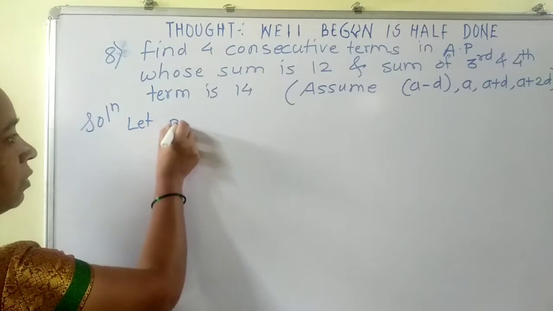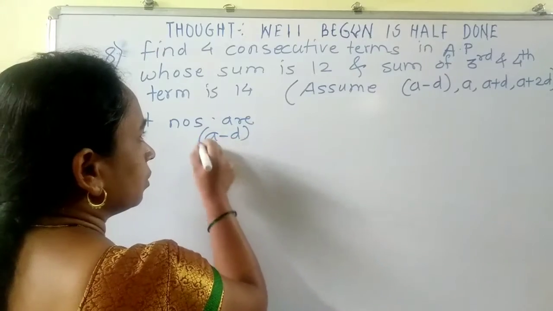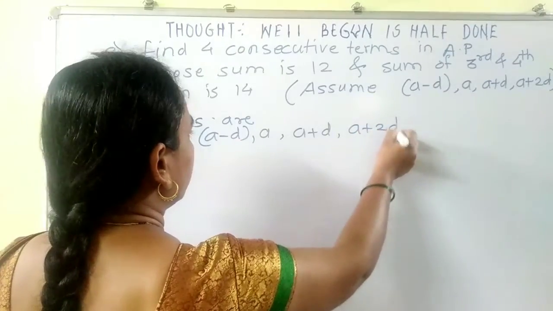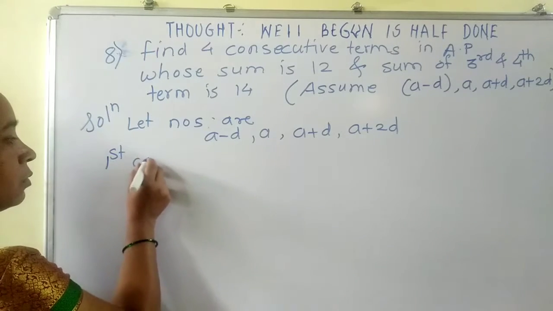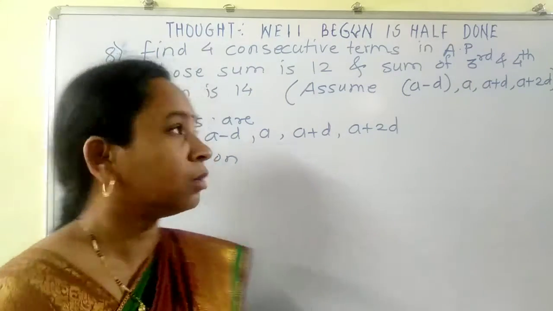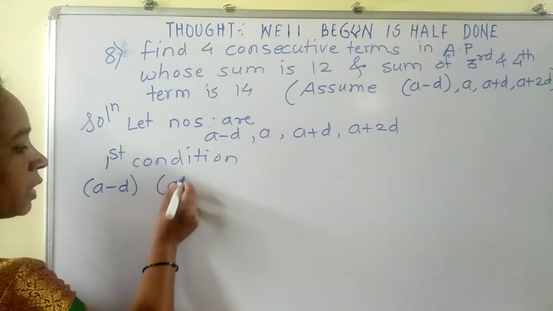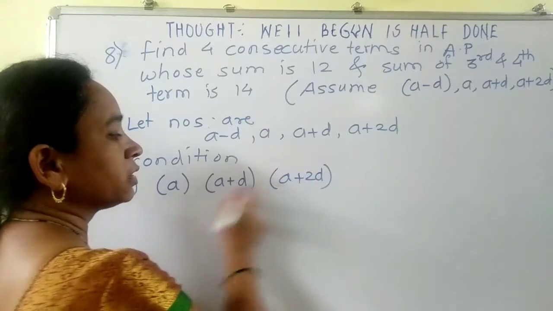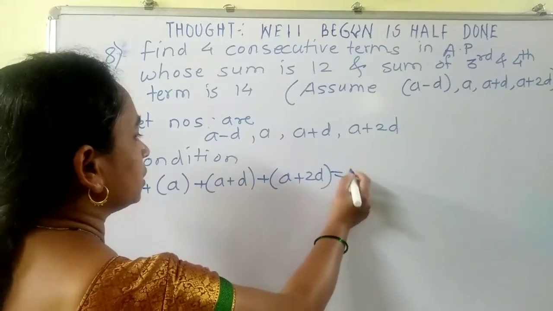Let the numbers be A minus D, A, A plus D and A plus 2D. By the first condition, their sum is 12. So I'll take the first number A minus D, then the second number A, the third number A plus D, and the fourth number A plus 2D. Their sum means we have to add all four numbers. If we add it, we'll get the solution, that is 12.